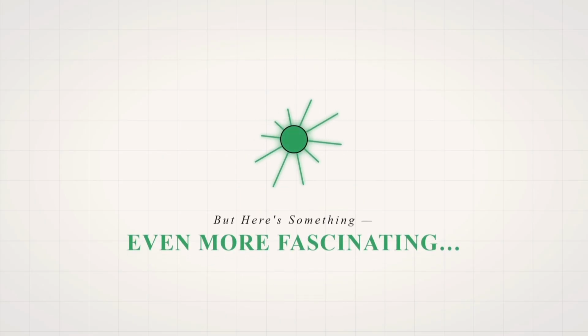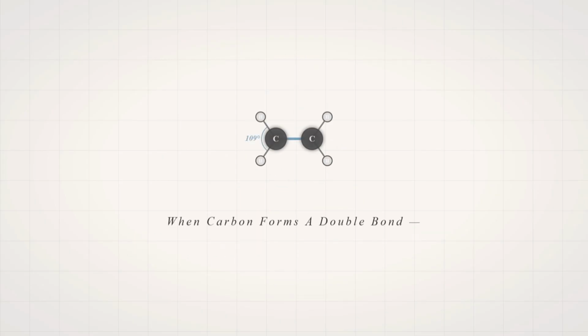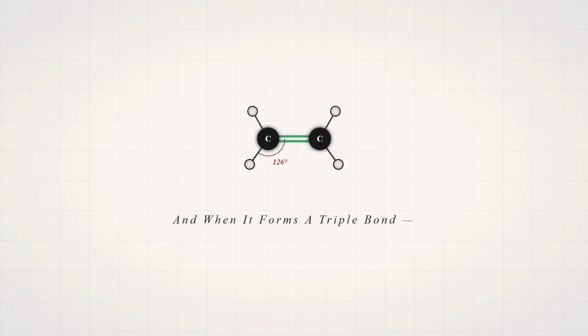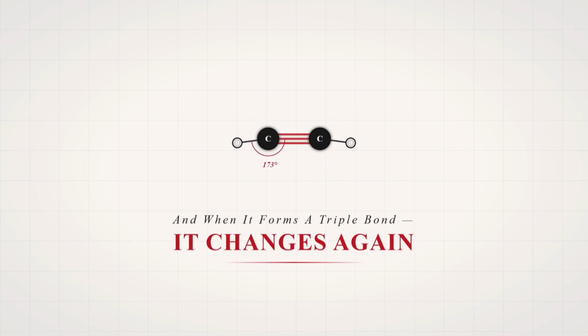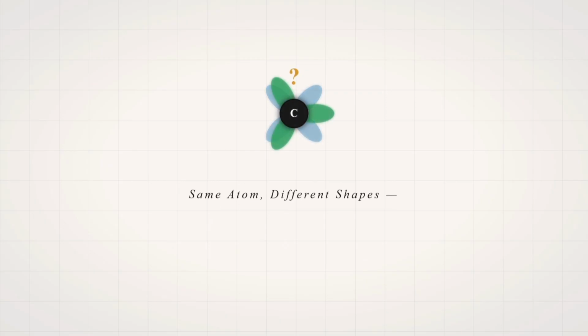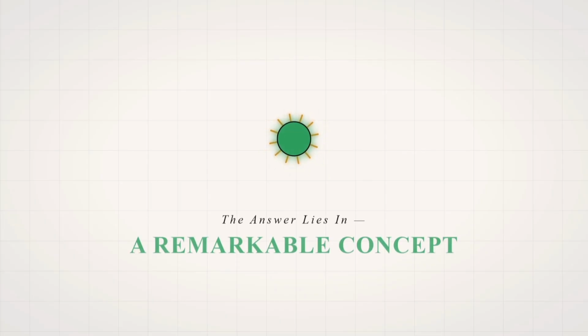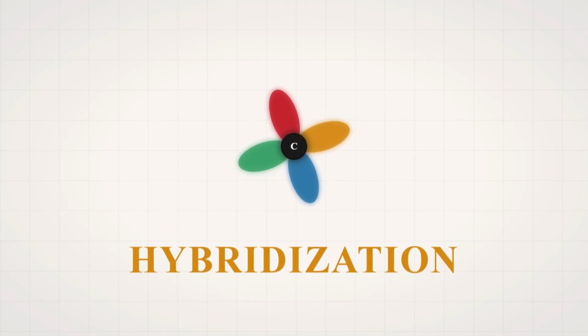But here's something even more fascinating. When carbon forms a double bond, the geometry changes. And when it forms a triple bond, it changes again. How can the same carbon atom change the arrangement of its orbitals depending on the bonds it needs to form? The answer lies in a remarkable concept called hybridization.